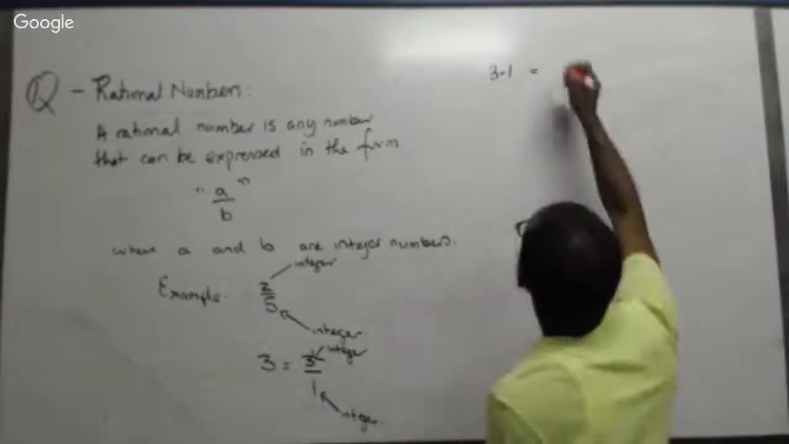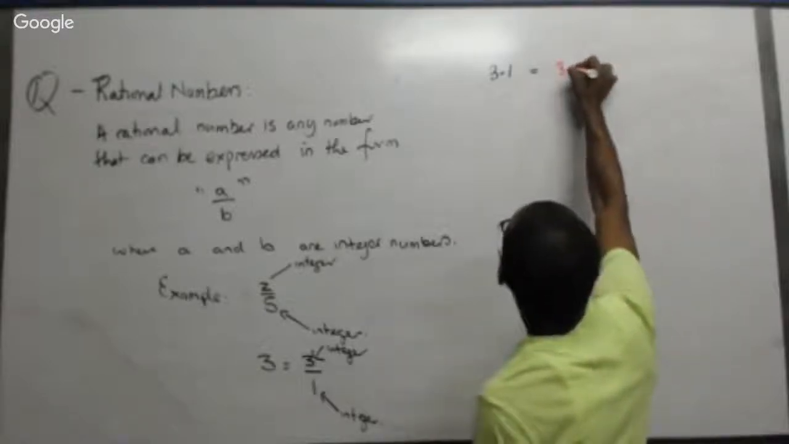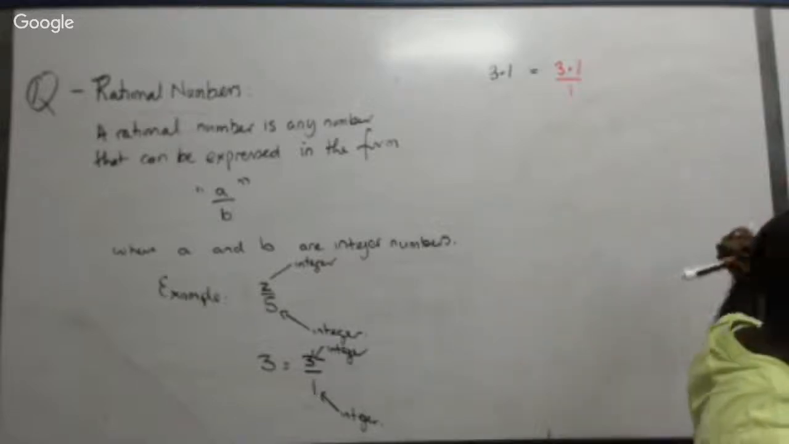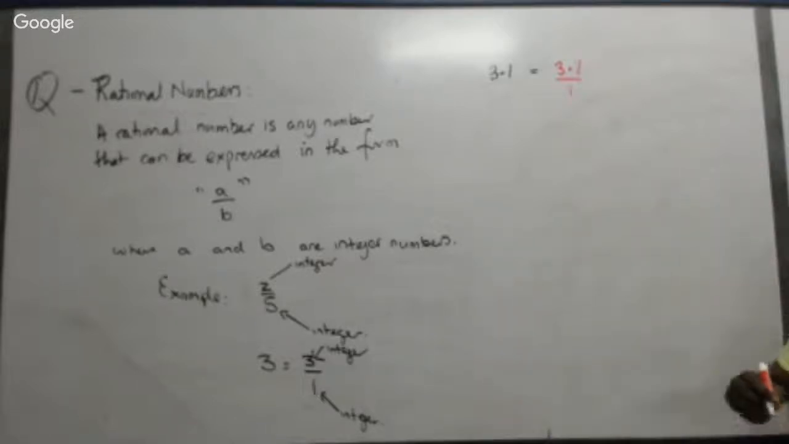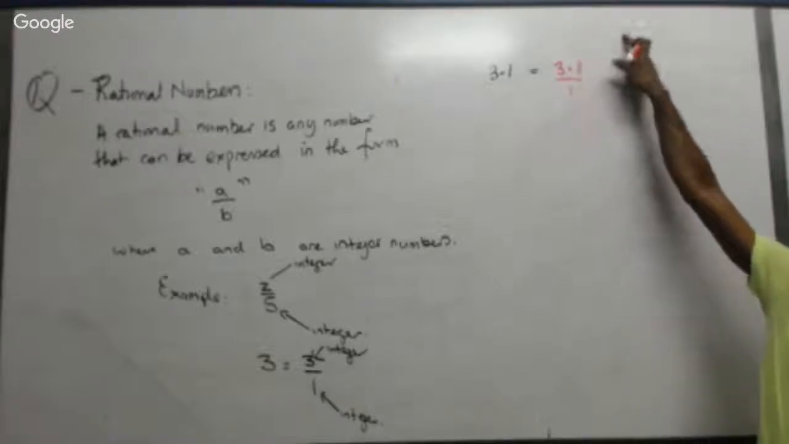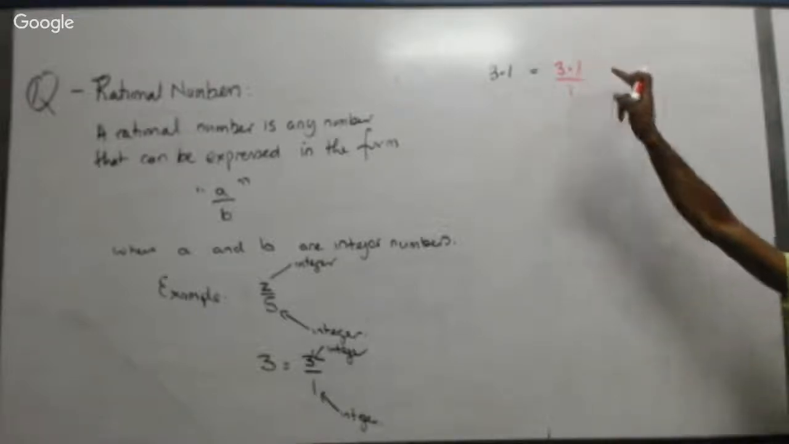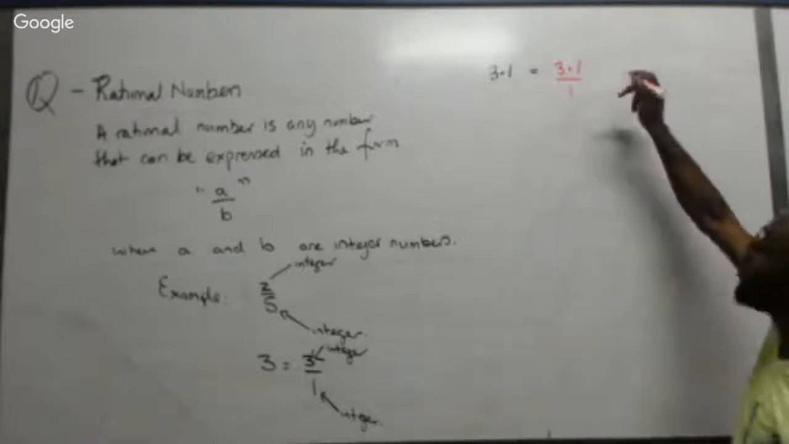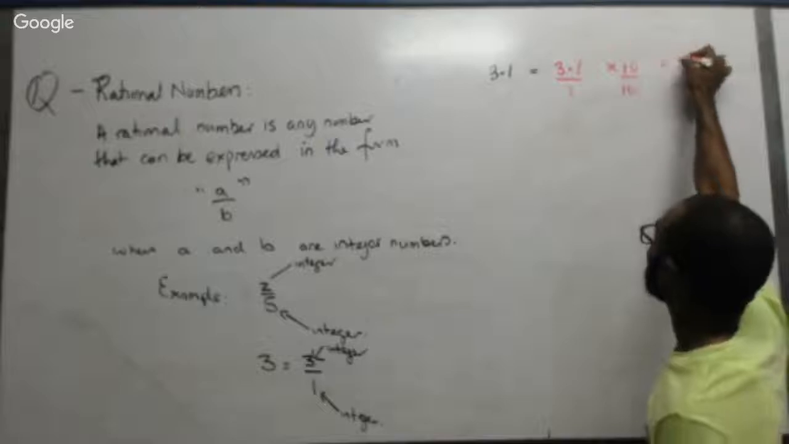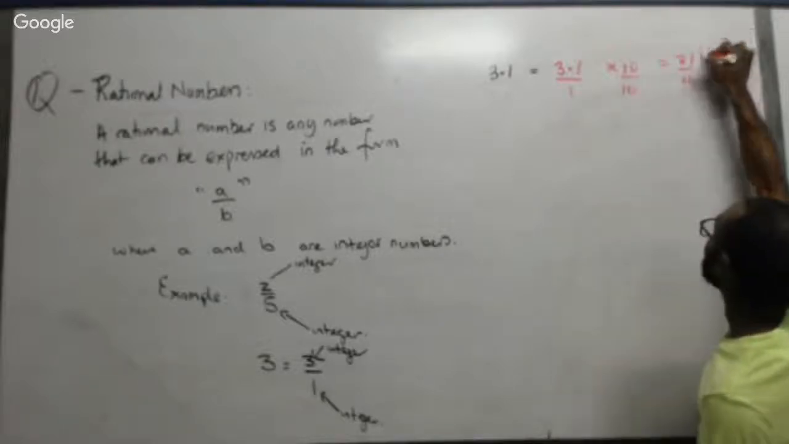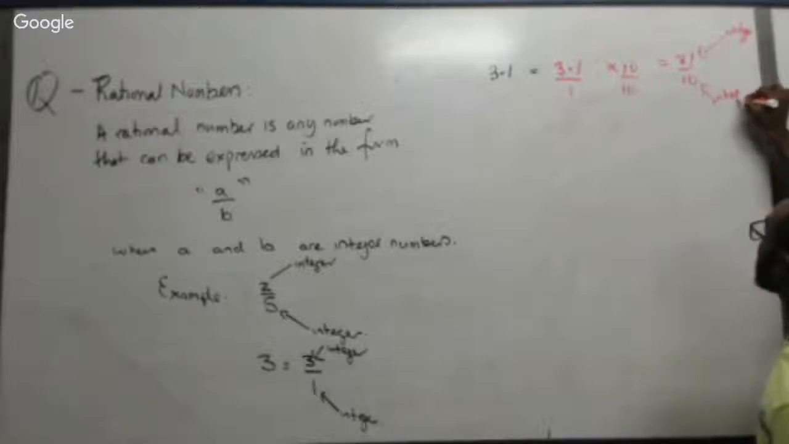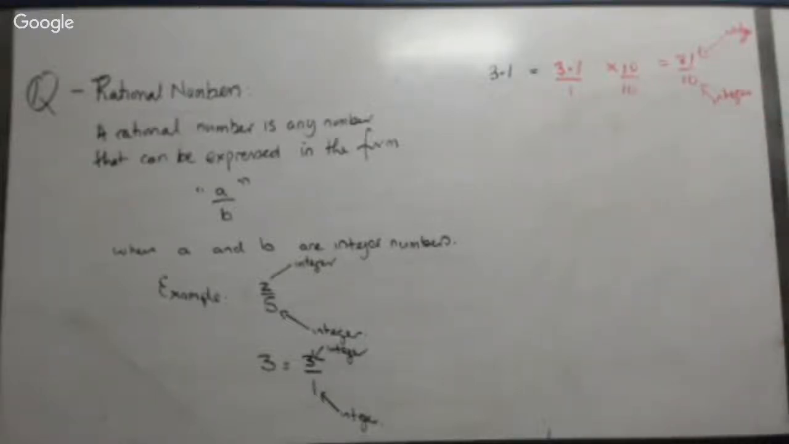3.1. First thing you would say is 3.1 upon 1. But that's not a fraction. It doesn't look like a fraction, it's not in the form yet, because is 3.1 an integer? No. So I need to correct that. How can I correct that? Multiply top by 10, bottom by 10. 31 upon 10. That's an integer, and that's an integer. That's correct. Good.